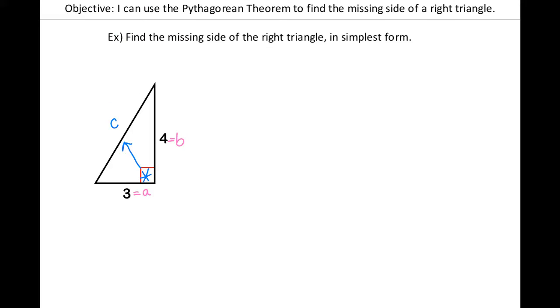All right, so let's plug it into my formula. We have A squared plus B squared equals C squared. My side A is 3, so we have 3 squared plus B is 4, so 4 squared is equal to my C. I don't know C, so I'm going to put it as C squared.